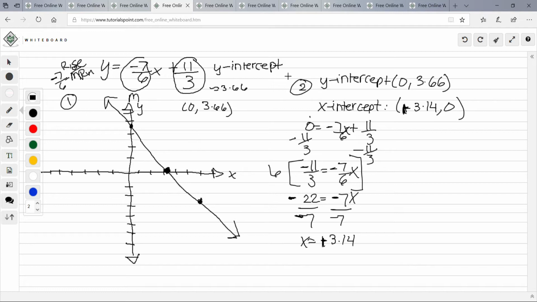The second way is to just get 2 points, the y-intercept and the x-intercept. So we know the y-intercept already, and to find the x-intercept, you plug in 0 into y and then solve for x, which is 3.14. So our y-intercept is 0, 3.66, so it's right here, and then our x-intercept is positive 3.14, which is right here. Okay, so that's how you graph a linear equation in the two different ways.